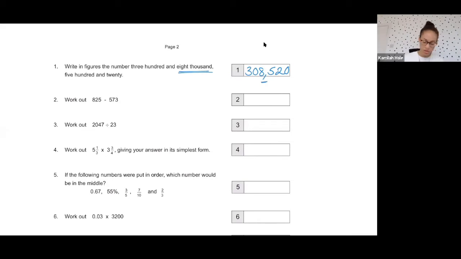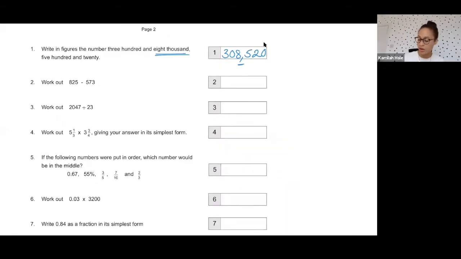Okay, second one should be nice and easy. I'll do it on the board just so you can compare how you've done it, see if you've made any mistakes. So 825 minus 573, 5 minus 3 is 2, borrow from this 8, give the 1, you get 5 and 2. So the answer is 252 for the second one.